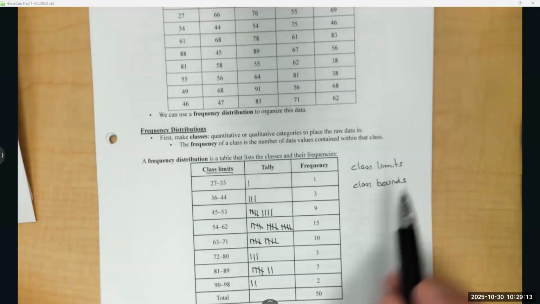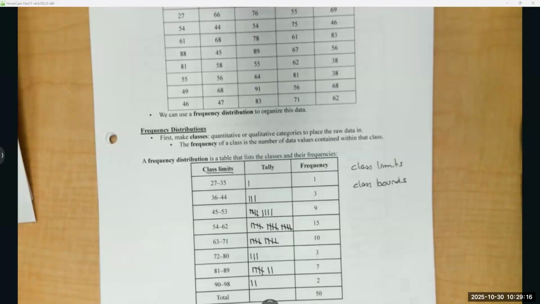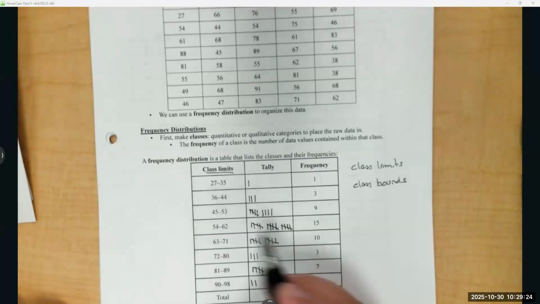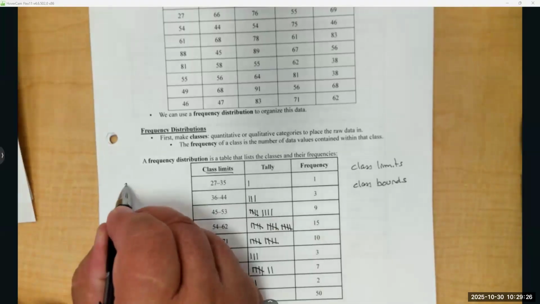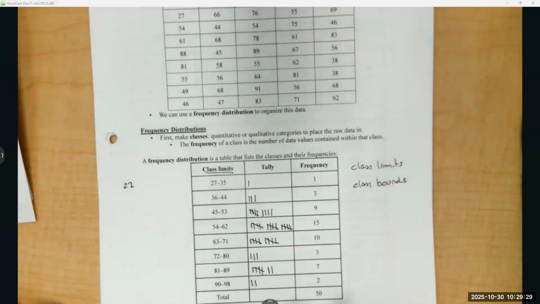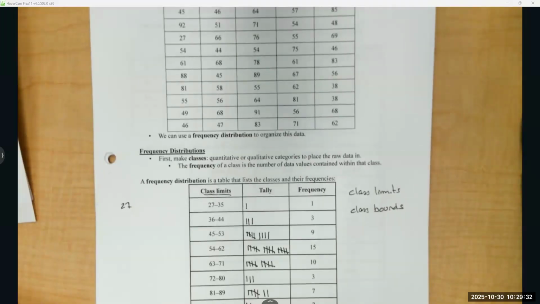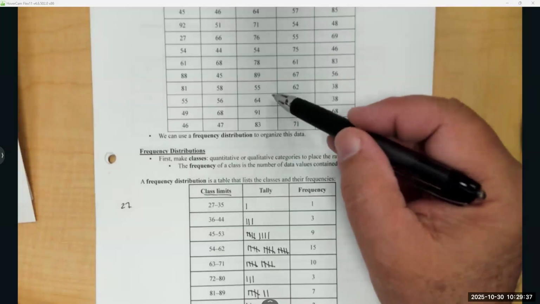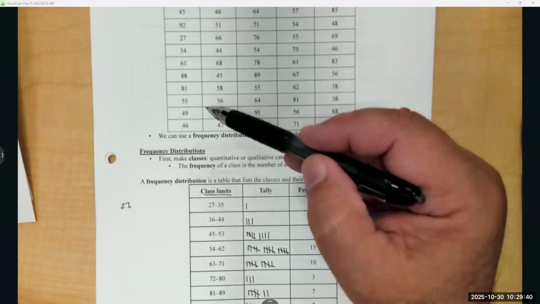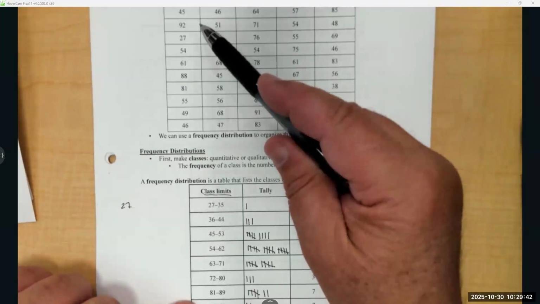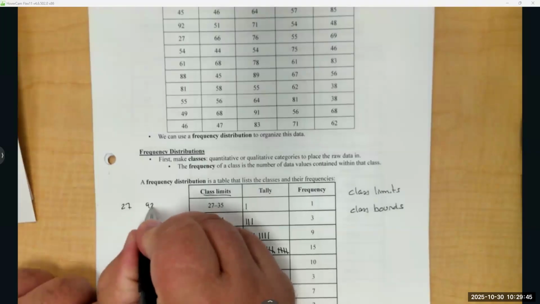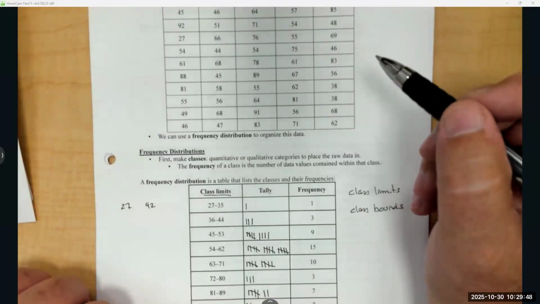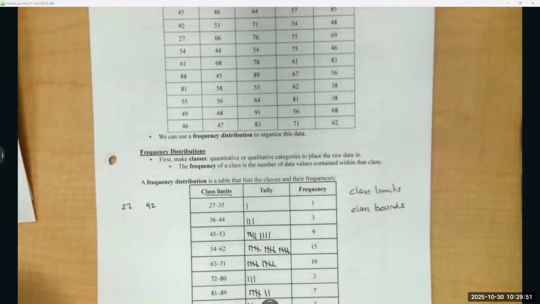Class limits are, you start from the lowest data point and you go to the highest data point, and you have certain interval sizes. So for example, the lowest number here is 27 in our data set, and the highest is what? 91. We have 92. So the highest is 92. And the lowest is 27.